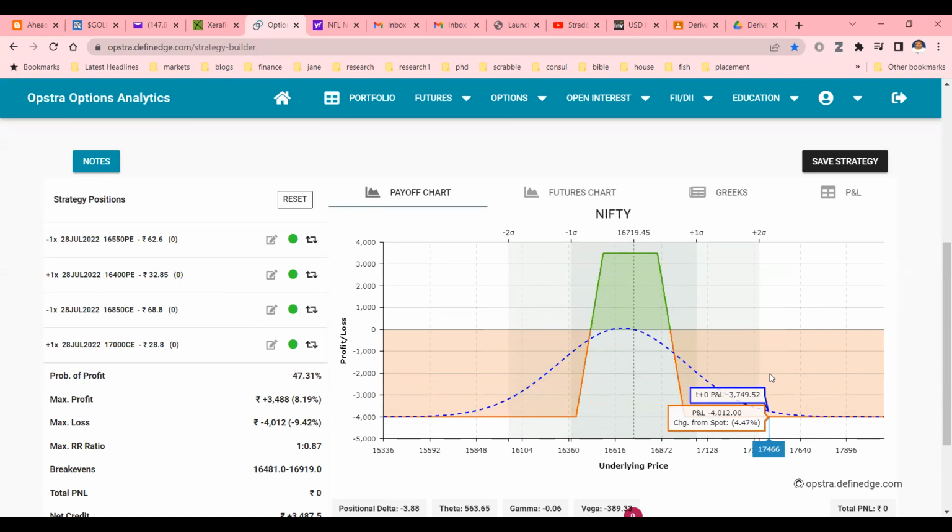So as long as we stay between the lowest strike price there, 16,400 and 17,000, we are okay. Yeah, so this strategy is good for next week, looking good for next week, I think. Even though the probability of profit is less, but you never know, right? For the most part, it looks good.